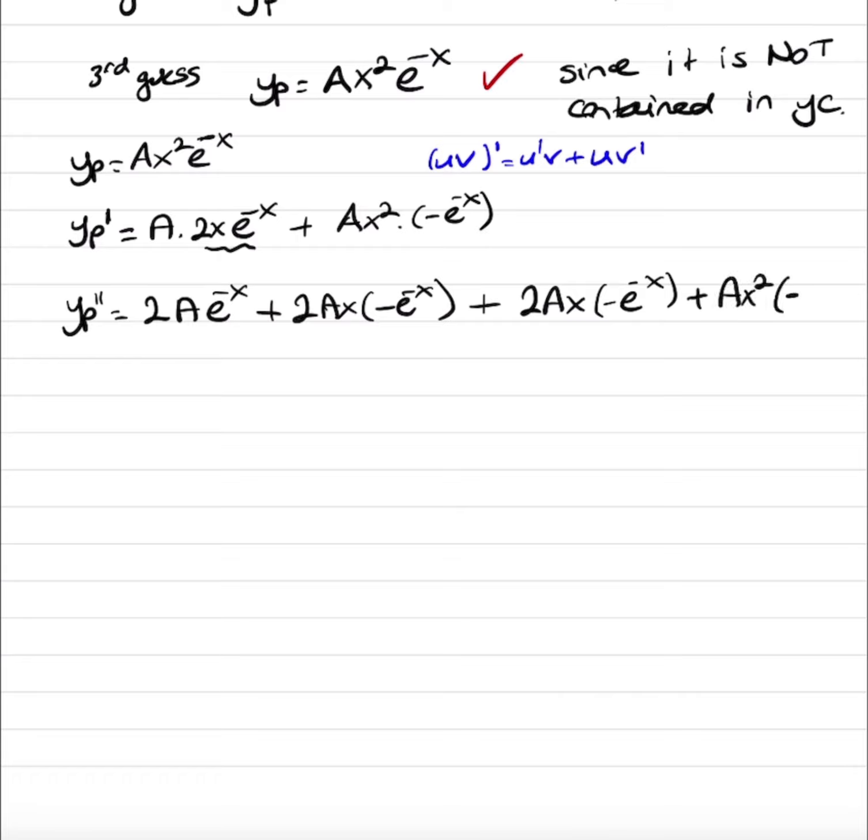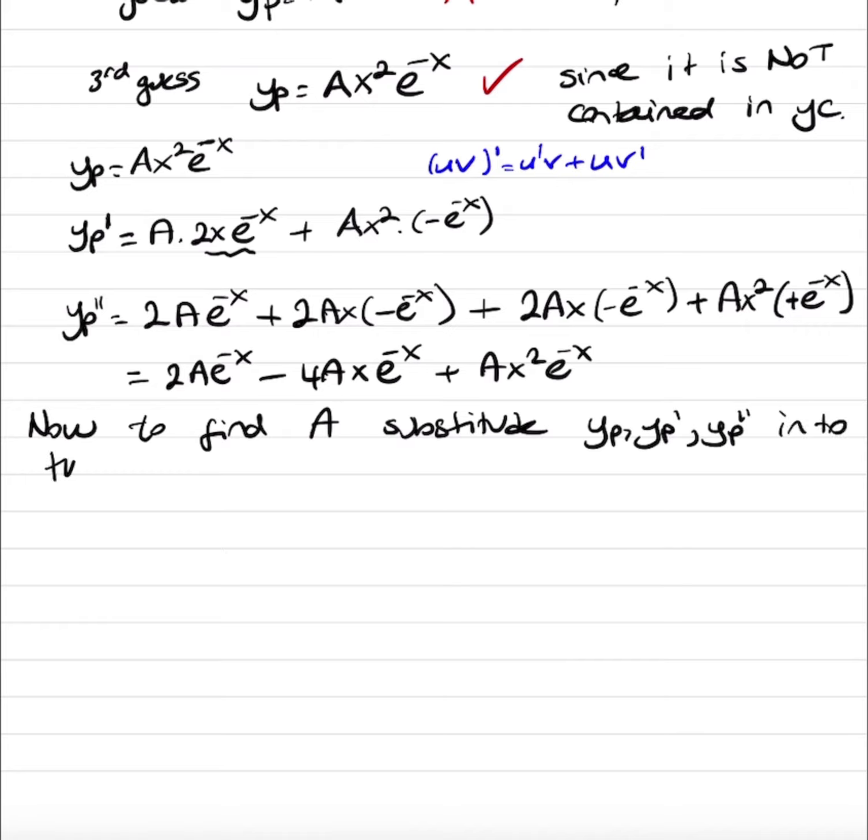Okay, we can write this one in a nice way. So this is 2a e to the power minus x minus 4ax e to the power minus x plus ax squared e to the power minus x. Now to find a, substitute y particular prime and y particular double prime into the given equation.